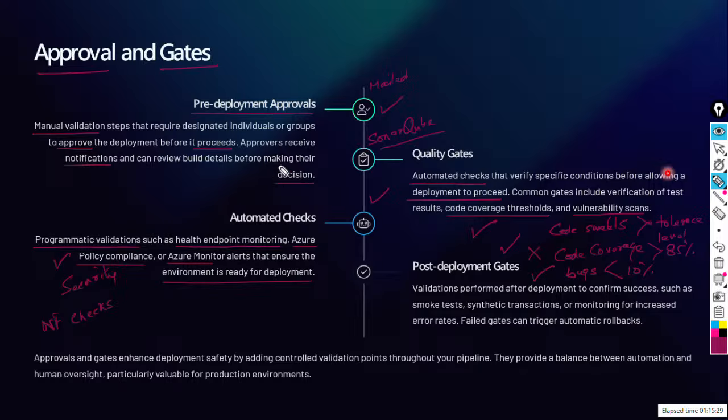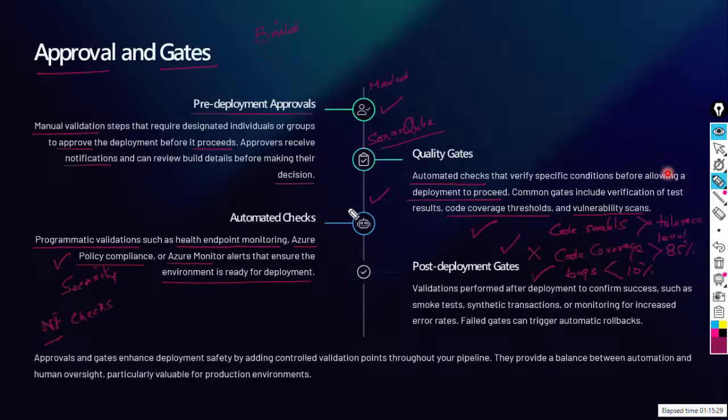Functional testing has already been done. Where? With which pipeline? Can anybody tell me? The functional, the system integration testing, the testing that is performed by the quality assurance team or the testing team. Which stage? With which pipeline? These are non-functional checks. The functional checks have already been done with which pipeline? Can anybody tell me? Pre-deployment approval. Yes, the build pipeline.